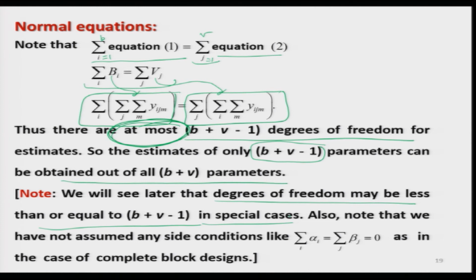Also note one thing: if you try to recall, in the two-way analysis you did earlier, or in the randomized block design, you always assumed conditions like summation alpha i equal to 0, summation beta j equal to 0, and then you tried to solve this problem. But at this moment we have not made any such assumption. We are simply trying to solve it without such a condition, right.